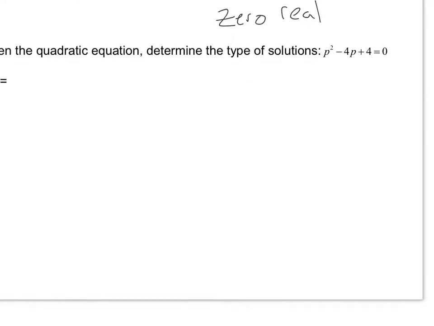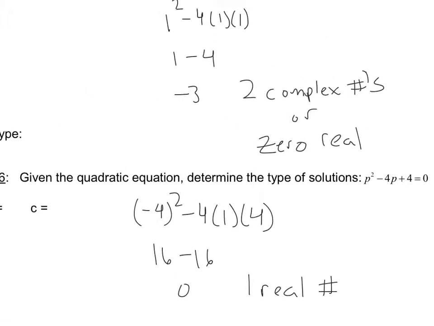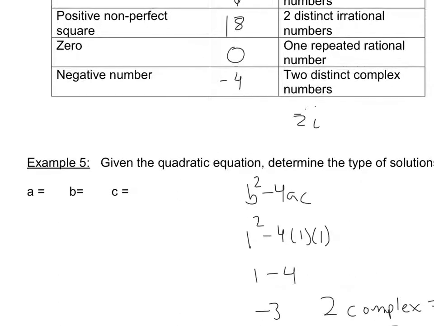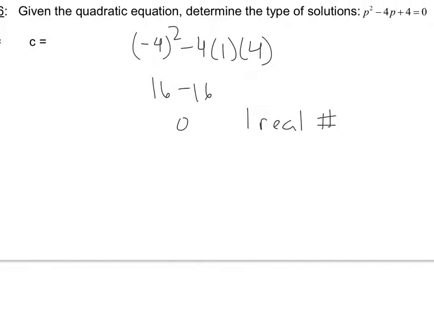So here, you have b squared minus 4 times a times c. So you get 16 minus 16 is 0, so that means you have one real number. Or let's see, did they want rational? Yeah, one repeated rational number. Okay? So, one repeated rational number. Okay, let's take a look at some more.